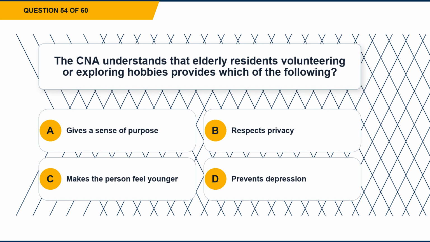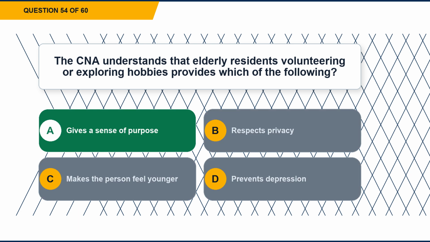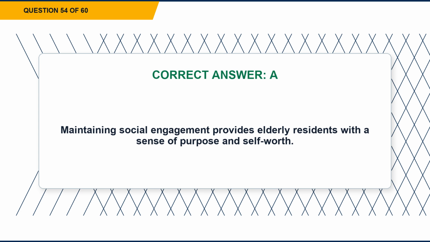Question 54. The CNA understands that elderly residents volunteering or exploring hobbies provides which of the following? Option A, gives a sense of purpose. Option B, respects privacy. Option C, makes the person feel younger. Option D, prevents depression. The correct answer is option A, gives a sense of purpose. Explanation: maintaining social engagement provides elderly residents with a sense of purpose and self-worth.